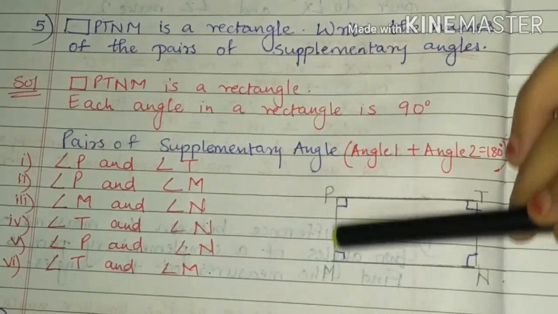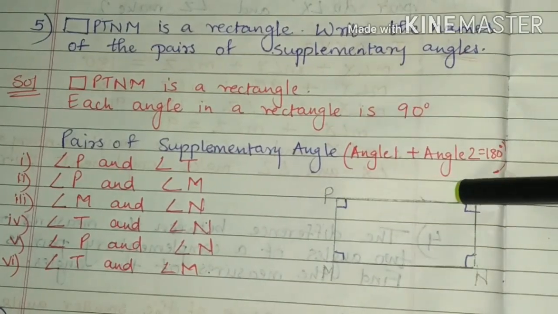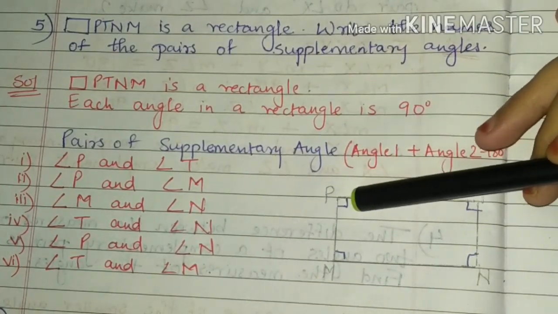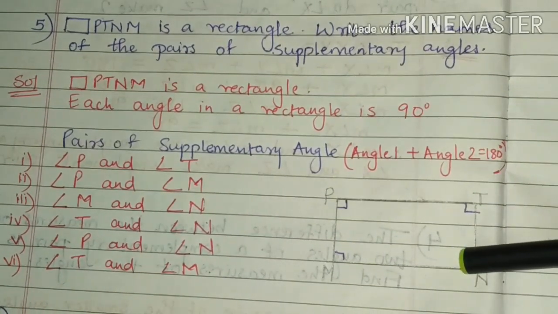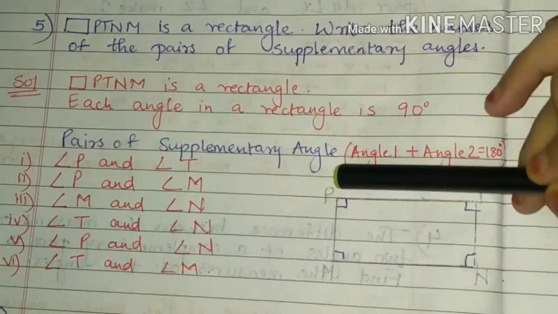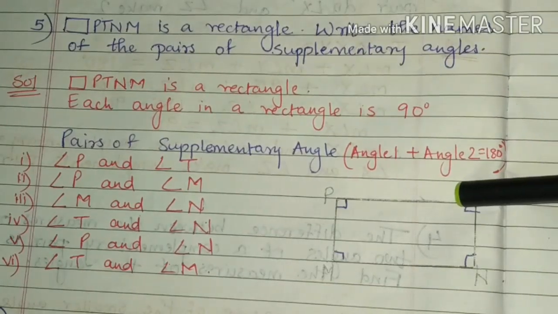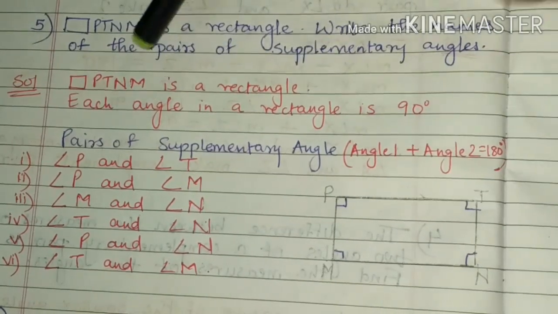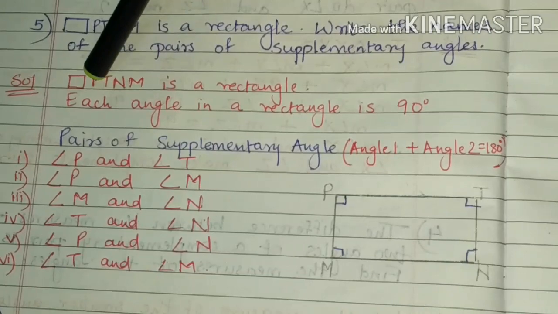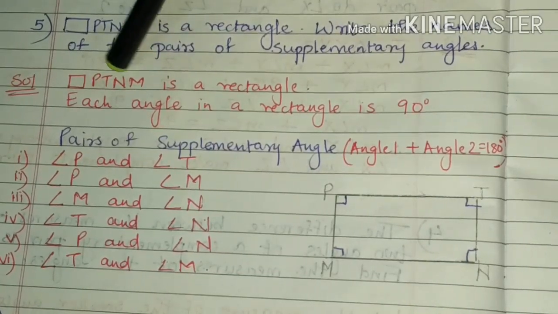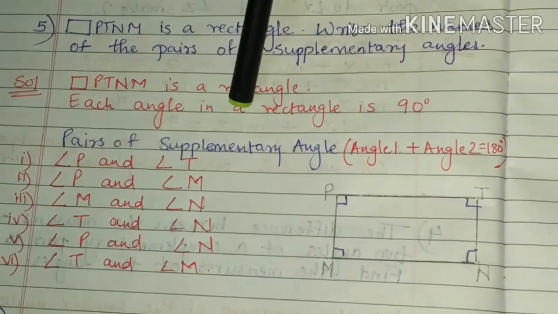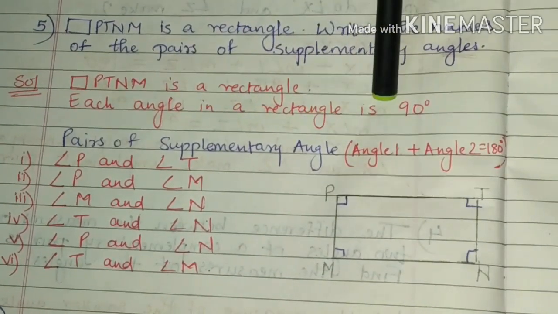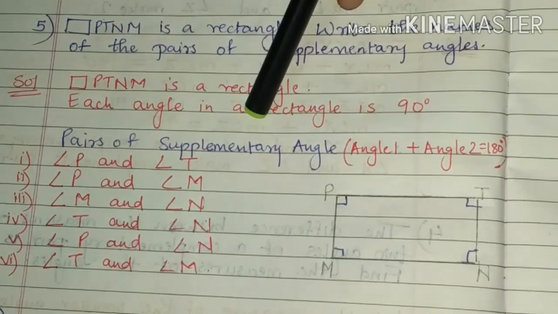Then what? Each angle of a rectangle measures how much? 90 degree. This angle is 90, this angle is also 90, this angle 90, this angle 90. So first we will write that PTNM is a rectangle, and each angle in a rectangle is 90 degree. These two things you know.